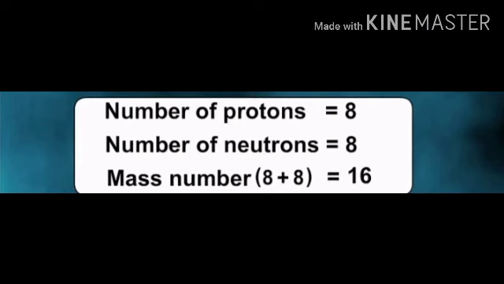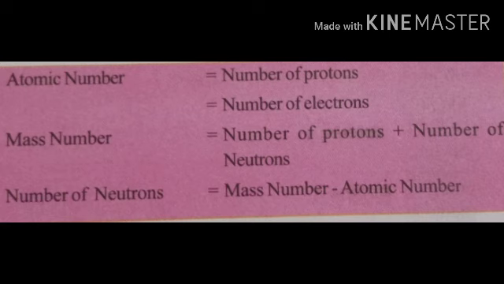So atomic number is equal to the number of protons or the number of electrons in a neutral atom, and mass number is equal to the number of protons plus the number of neutrons. So it is concentrated within the nucleus. And can we find out the number of neutrons? Yes. If we know the mass number and atomic number, we can calculate the number of neutrons. That is, it is mass number minus atomic number.